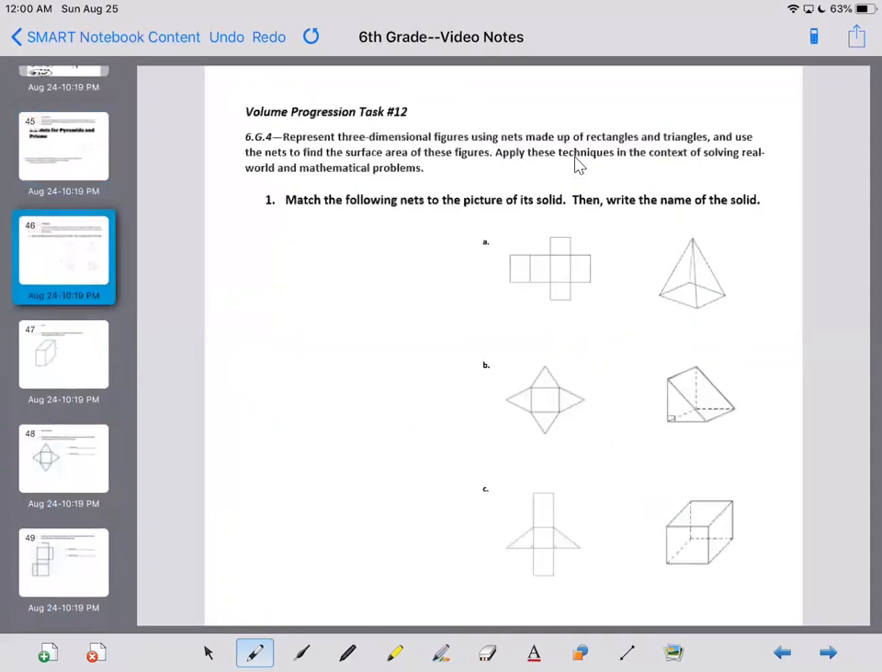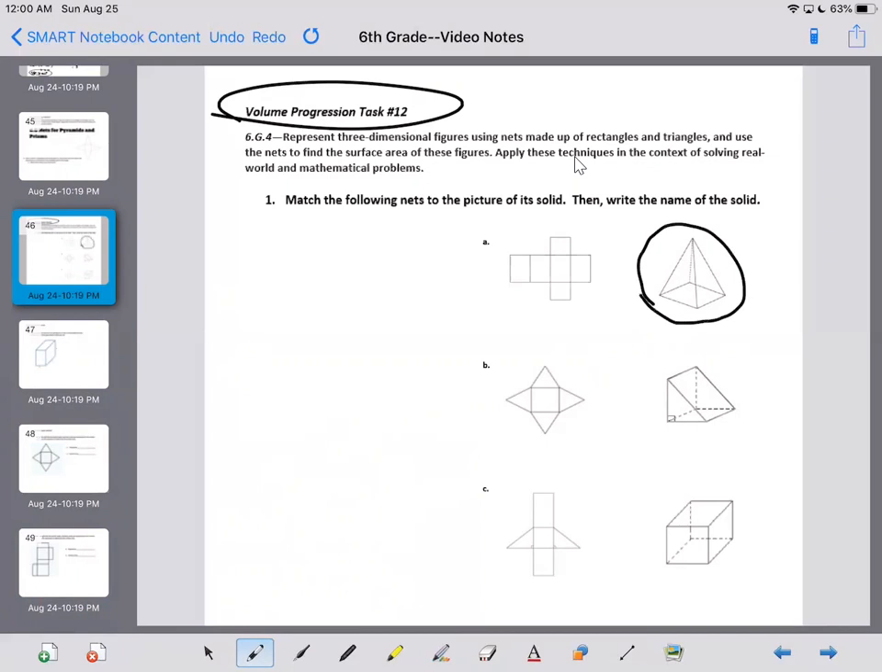Task number 12 is more of just matching that shape of the 3-dimensional with its net. So over here we look at, well, that's going to come to a point, right? So that's going to be your pyramid. And notice the base is a rectangle or a square. And so we notice that these two would go together, okay?